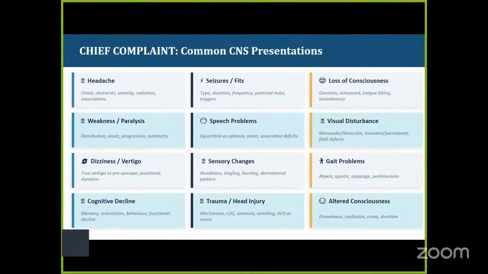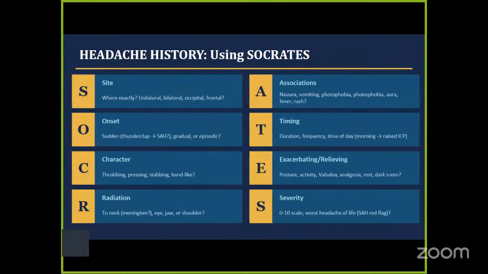So the common CNS presentations: patients often present with headaches, and there are varying types of headaches and headache syndromes. Weakness or paralysis, dizziness, vertigo, cognitive decline, seizures, fits, convulsions, whatever they name it, speech difficulties, sensory changes. Patients who present with head injury, patients can present with loss of consciousness, which is caused by a lot of things that are not just CNS. Patients can present with visual disturbance, gait difficulties, and altered consciousness. So any of these can be the presenting complaint of the patient.